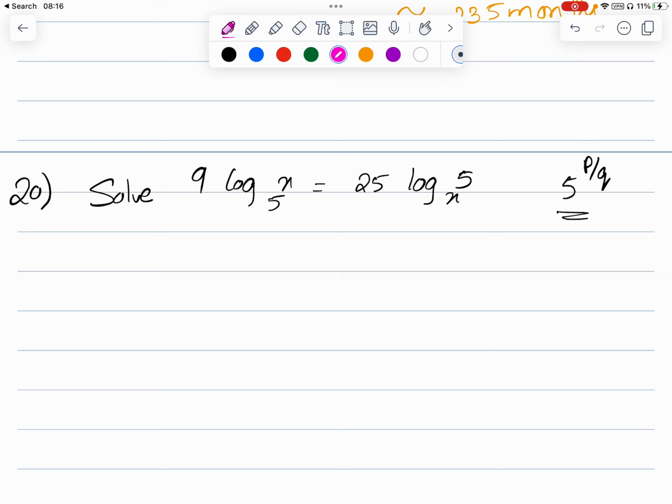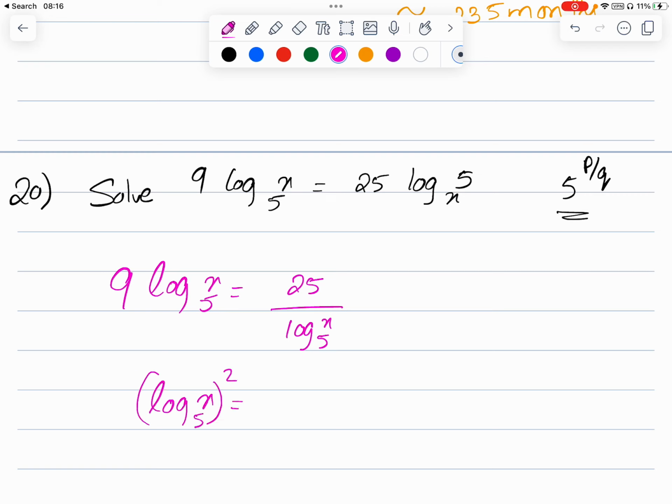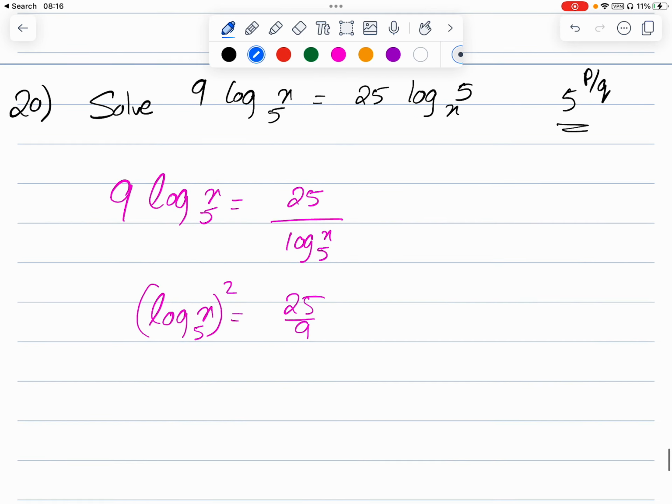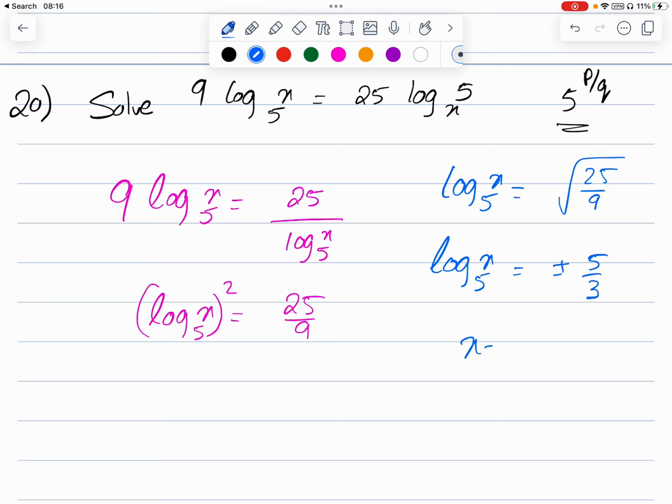So 9 log x to the base 5 equals 25 upon log x to the base 5. So it becomes (log x to the base 5) whole square equals 25 upon 9. So what does that become now? Log x to the base 5 equals square root of 25 upon 9. Square root of 25 upon 9 is plus or minus 5 upon 3. So log x to the base 5 equals plus or minus 5 upon 3. So x equals 5 to the power of plus or minus 5 upon 3.